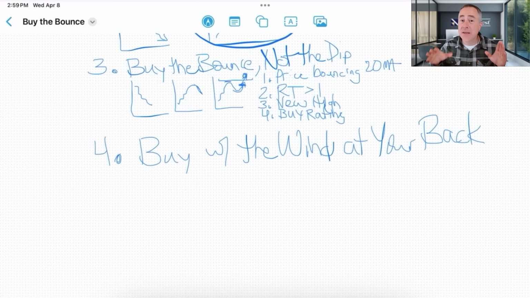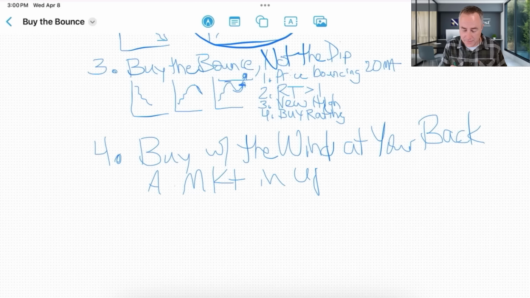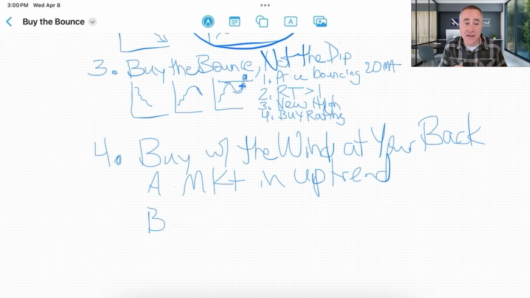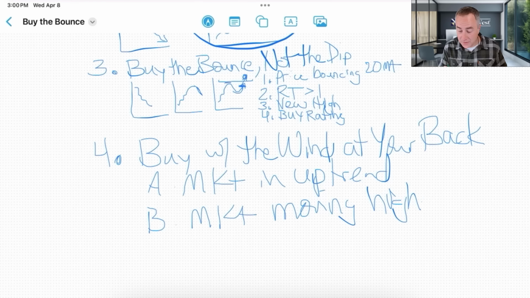A stock can be good, a setup can look promising, but if the market is working against you, the trade can still fail. So what you want is A, the market in uptrend, and B, not only the market in an uptrend, the market moving higher on the day you place your trade. That is what I mean by having the wind at your back.